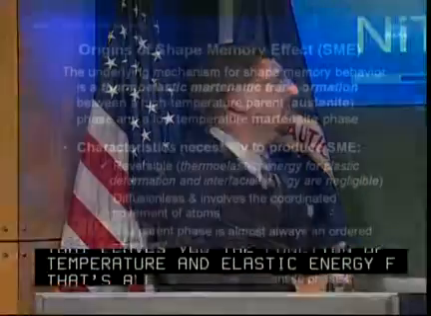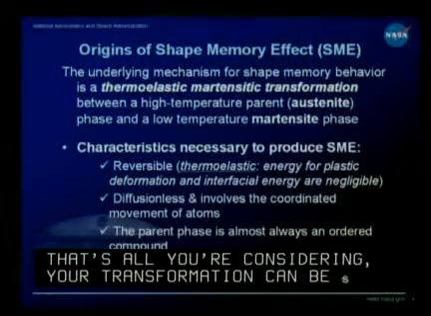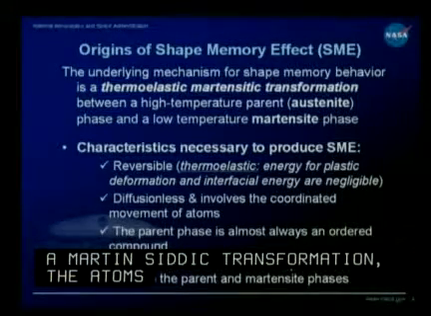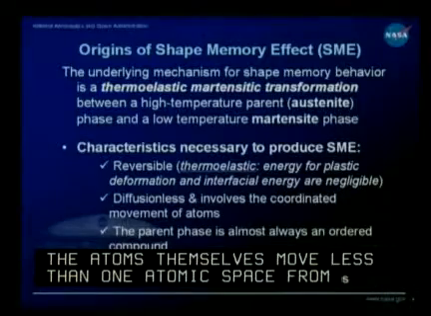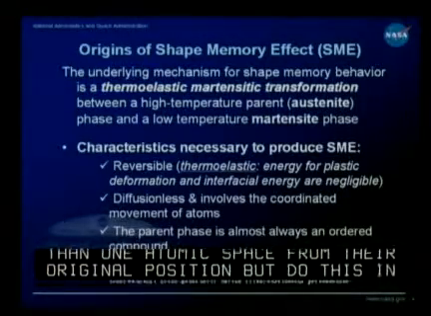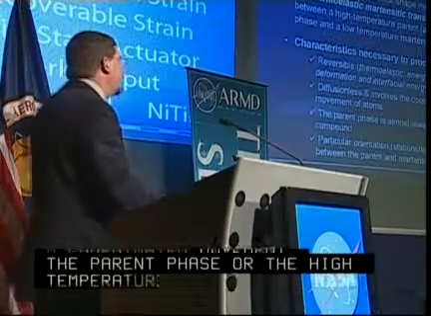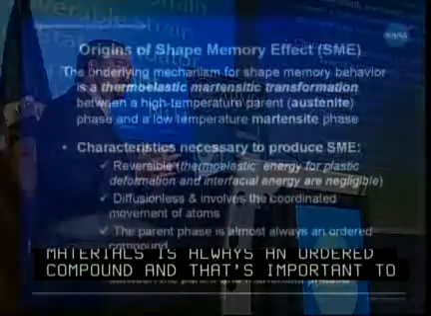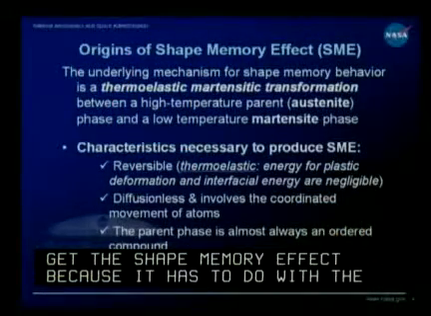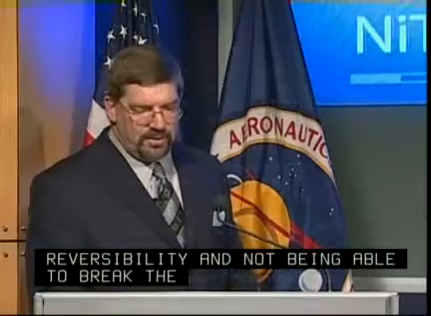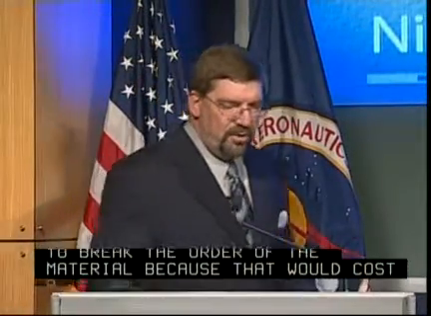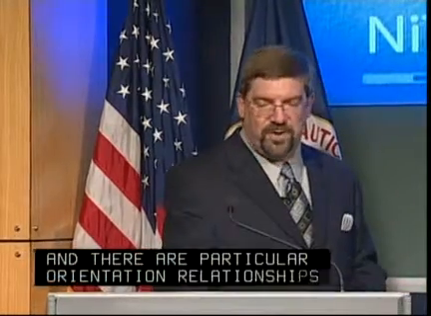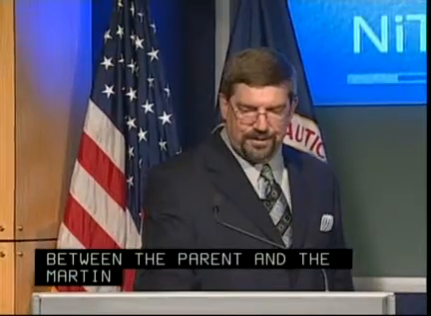A martensitic transformation implies a diffusionless phase transformation. So the atoms themselves move less than one atomic space from their original position, but they tend to do this in a coordinated movement. The parent phase or the high temperature phase of these materials is always an ordered compound, and that's important in order to get the shape memory effect because it has to do with the reversibility and not being able to break the order of the material, because that would cost a lot in terms of additional energy. And then there are particular orientation relationships usually between the parent and the martensitic phase, so the least common planes, so you can have a reversible phase transformation.